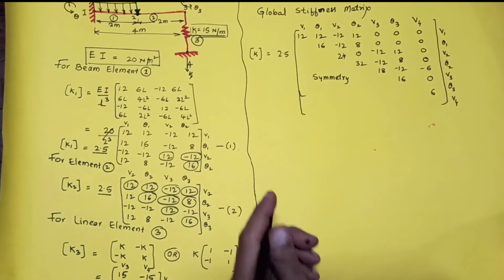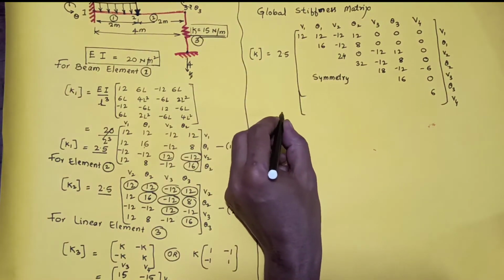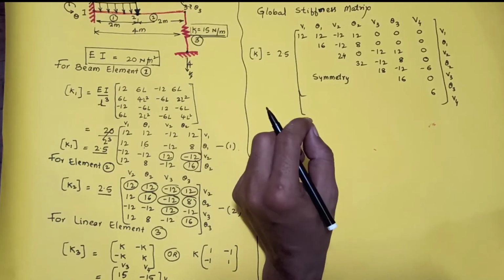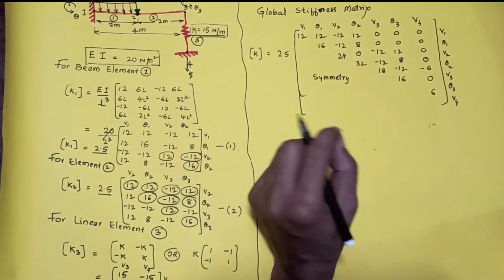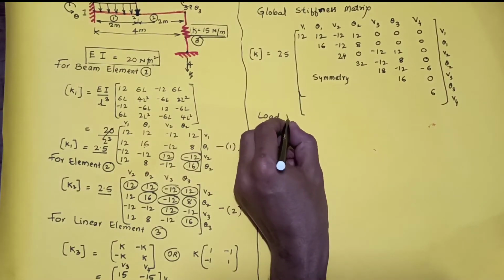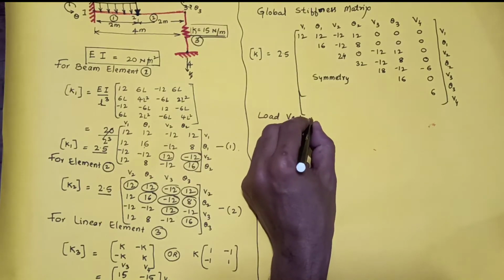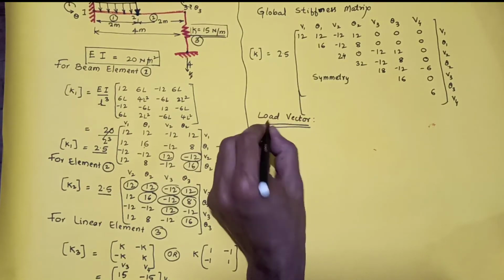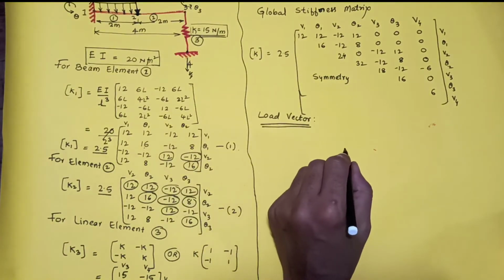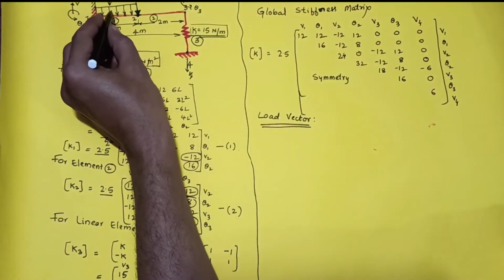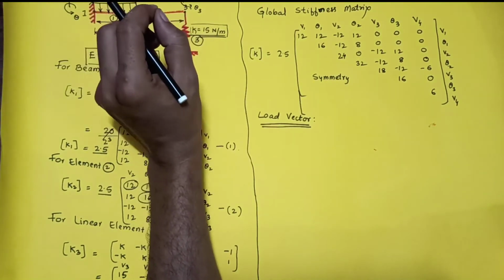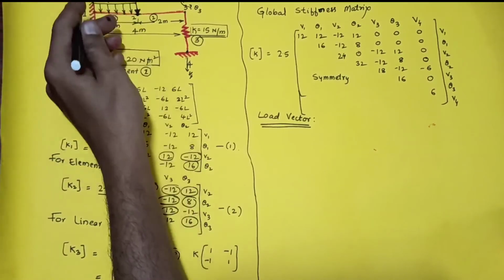So after that you will have the finite element equation. Before that you can calculate the load vector and also the displacement vector. First we will discuss the load vector, that is called the force vector. This is very important to understand. Here in the force vector, you are having one UDL and also point loads. So two loads are considered in the beam element.